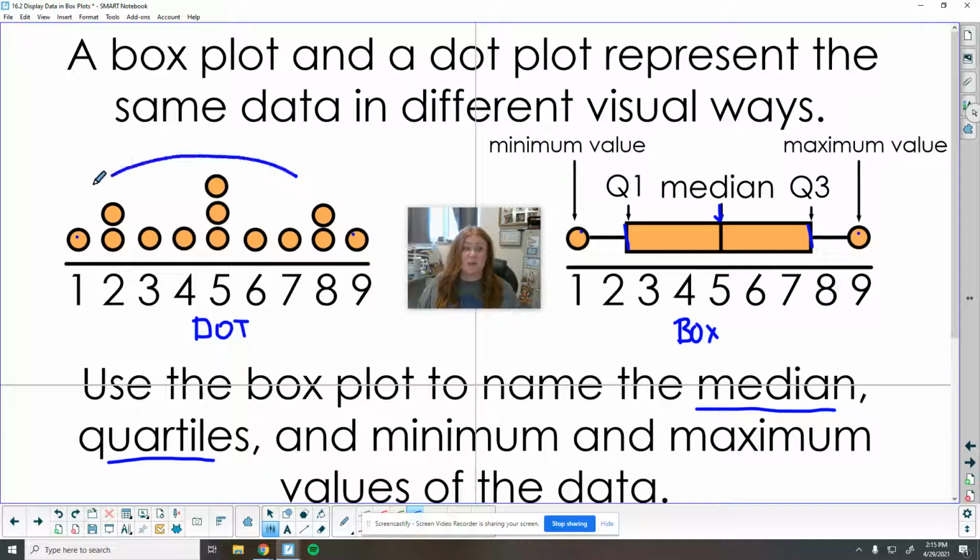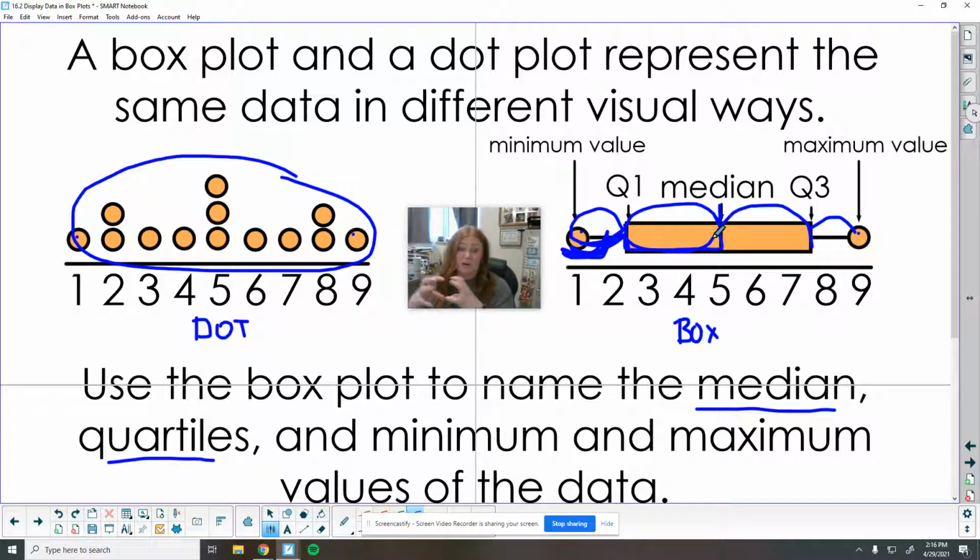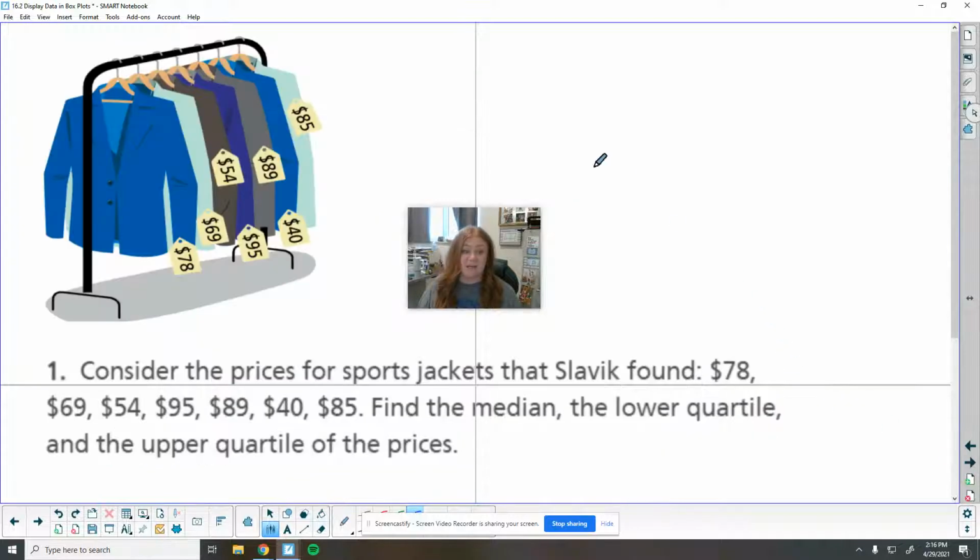So this is good when I want to identify individual information. And this is good when I want to look at the information as a whole piece, right? I can see 25% here, 25% here, here, and here. And the closer they are together, so this box is bigger than this piece here. So I've got more numbers here than here. So it's just telling me where they are packed together. So let's go ahead and practice that with task 1. So we're going to find the median, the lower quartile, and the upper quartile.